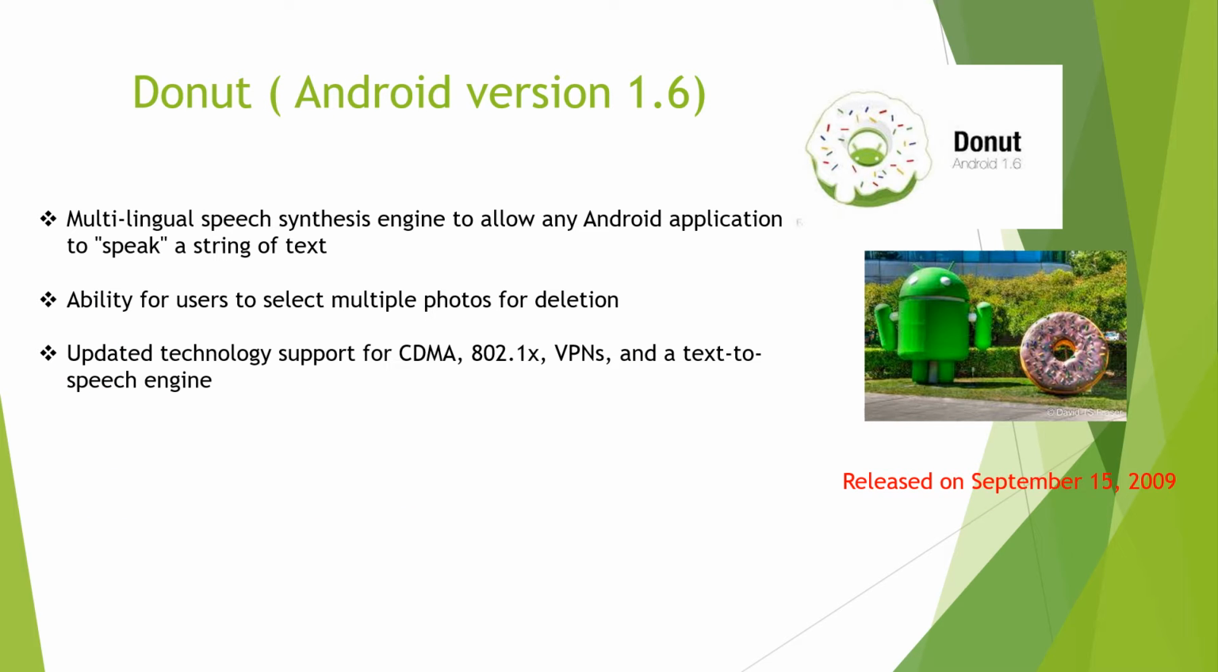The fourth Android version was Android version 1.6, also named Donut, released on September 15th, 2009. And some of the features go like this. Multilingual speech synthesis engine to allow any Android application to speak a string of text. Second feature was the ability for users to select multiple photos for deletion. So until the last three versions of Android, users had to select a single pic at a time if they wanted to delete. But in Donut, this feature was added where users can select multiple photos for deletion at once.